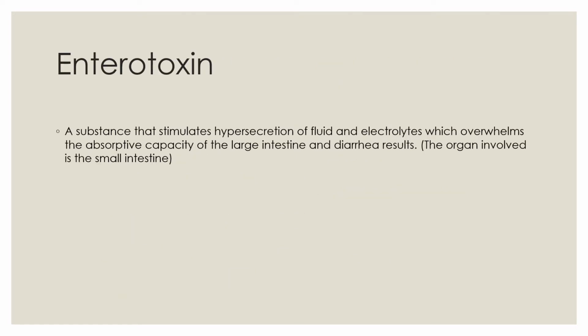If you have a bacterial gastroenteritis, it could be caused from a toxin-producing strain of bacteria, or it could be caused from a bacterial strain that eats away at the intestinal mucosa. Here I want to talk a little bit about enterotoxins. An enterotoxin is a substance that stimulates hypersecretion of fluid and electrolytes, which overwhelms the absorptive capacity of the large intestine, and you have diarrhea. Usually, you have excessive diarrhea, and the diarrhea does not have WBCs or RBCs present. The organ involved in enterotoxins that is affected is the small intestine. Some organisms that are enterotoxin-producing strains would be things like Staphylococcus aureus, Bacillus cereus, Cryptosporidium, Clostridium botulinum, and Vibrio cholerae.